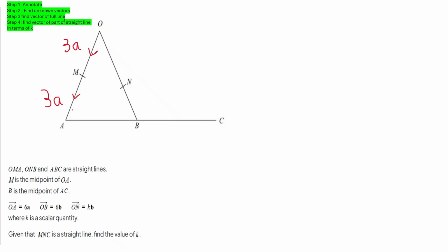The next thing we're given is that OB equals 6B. So we know that we can label that one as well, and then we're also given that ON equals KB. So we can label both of those on now.